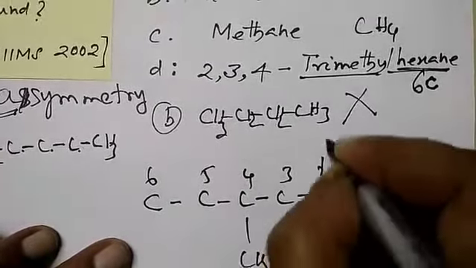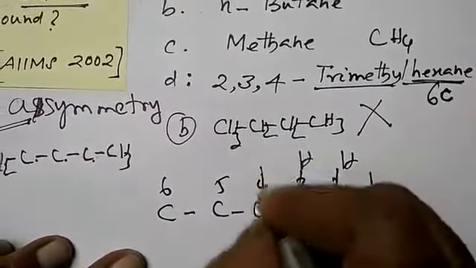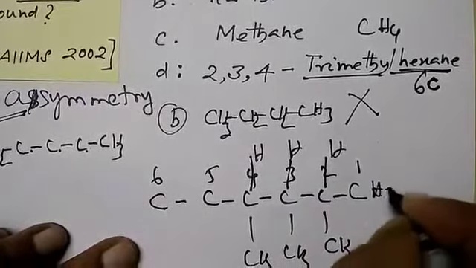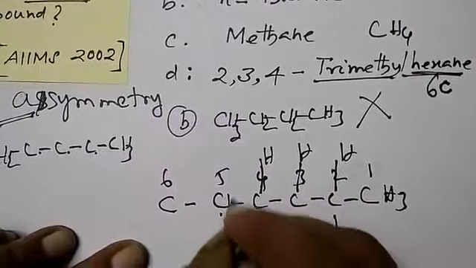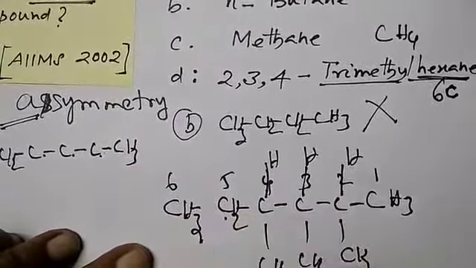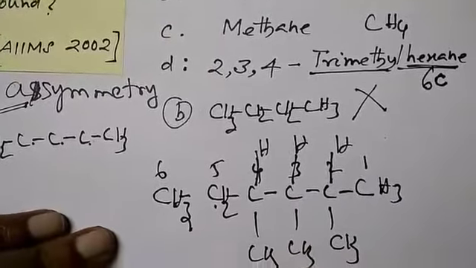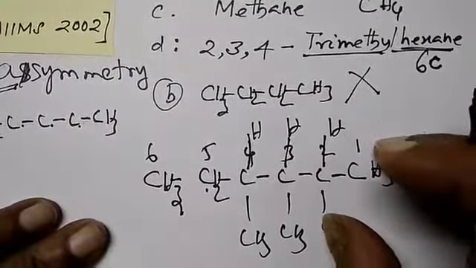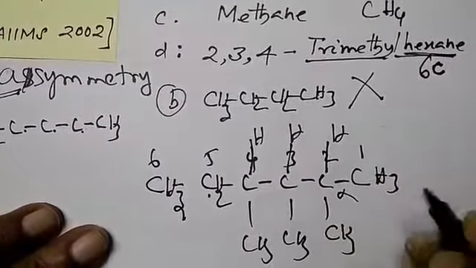And what is in here? It should be having the hydrogen. Now the structure is ready. This is the CH2 and this is the CH3. How does it respond optically? This carbon may not, because both are similar methyl groups, so this is not asymmetric.